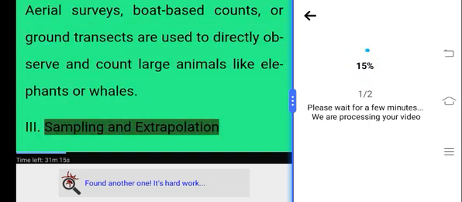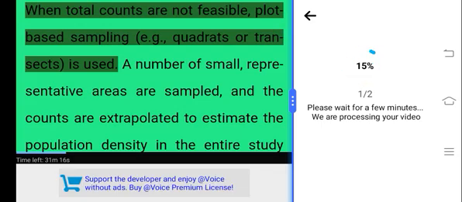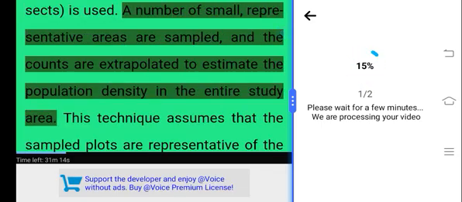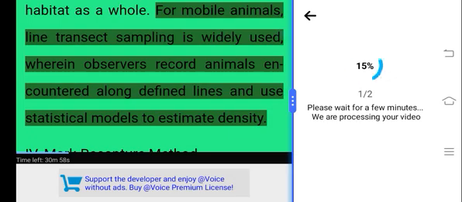3. Sampling and extrapolation. When total counts are not feasible, plot-based sampling, e.g., quadrats or transects, is used. A number of small, representative areas are sampled, and the counts are extrapolated to estimate the population density in the entire study area. This technique assumes that the sample plots are representative of the habitat as a whole. For mobile animals, line transect sampling is widely used, wherein observers record animals encountered along defined lines and use statistical models to estimate density.